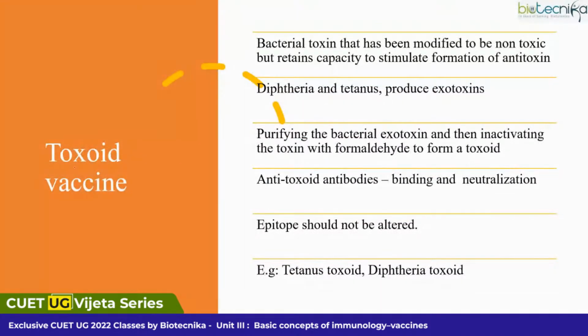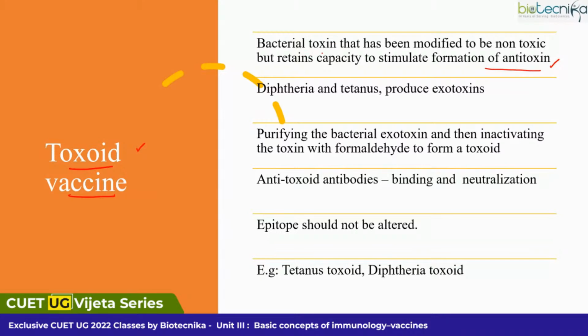Next, coming to the toxoid vaccine. By the term toxoid vaccine, we mean that various bacteria release toxins, like diphtheria and tetanus. Those toxins, or you can say the exotoxins, that are being produced, you can modify and make non-toxic. But that non-toxic toxin part will have the capacity to lead to the formation of antitoxins.